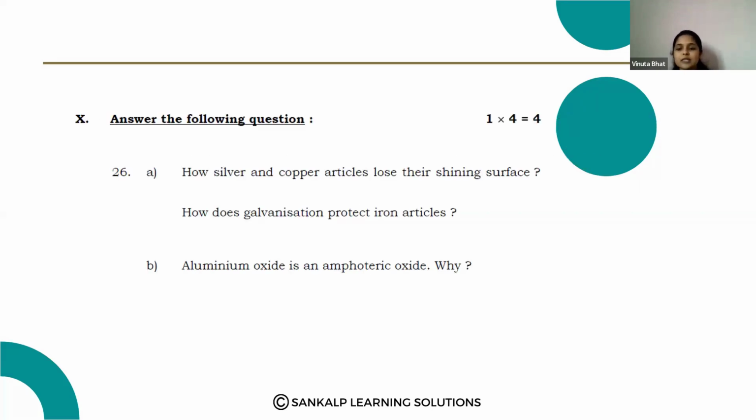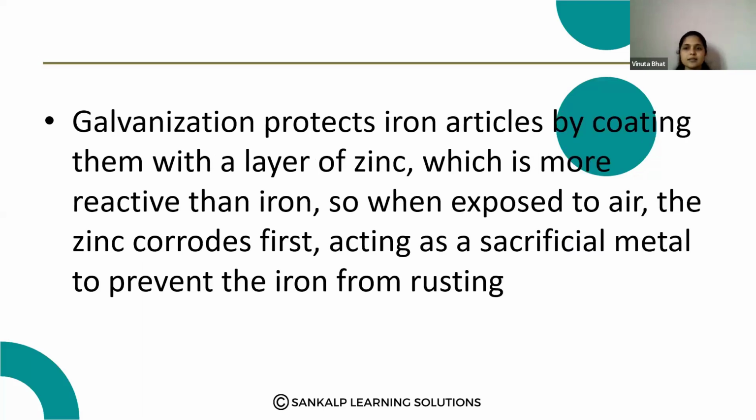How does galvanization protect the iron articles? Galvanization protects iron articles by coating them with a layer of zinc, which is more reactive than iron. So when exposed to air, the zinc corrodes first, acting as a sacrificial metal to prevent the iron from rusting. So that is the process of galvanization.